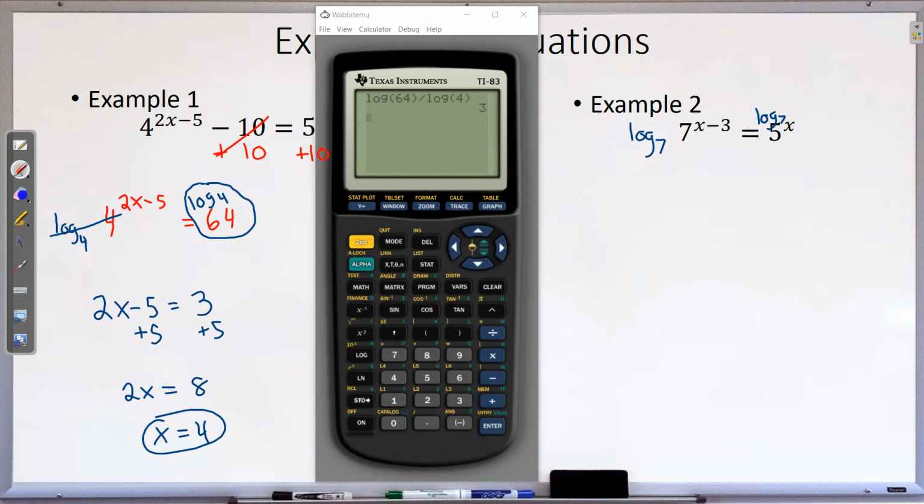So what happens here is we're going to use a property that we learned. So yes, I can cross out the log base 7 of 7. But what I really want us to focus on is the fact that this exponent gets brought down to the front. That was one of our properties. If you have a log statement and it has an exponent, you can bring down the exponent to the front of the log.